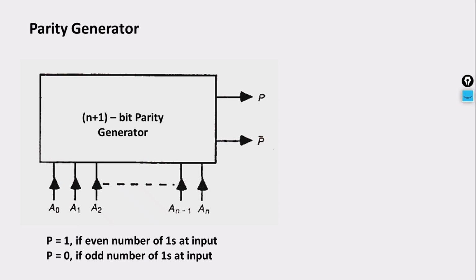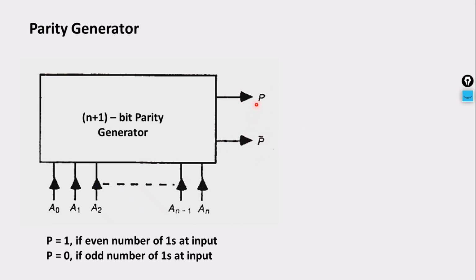So based on that, it is going to count the number of ones, and only the number of ones. Here you can observe we have a0, a1, a2 till an minus 1 and an. This is the number of inputs we are giving; it is going to be an n-bit number. The output is p, and the negation of p is p bar.